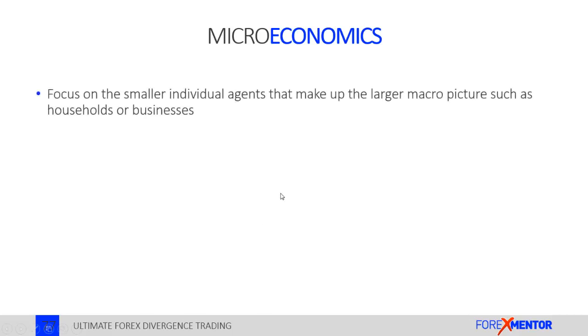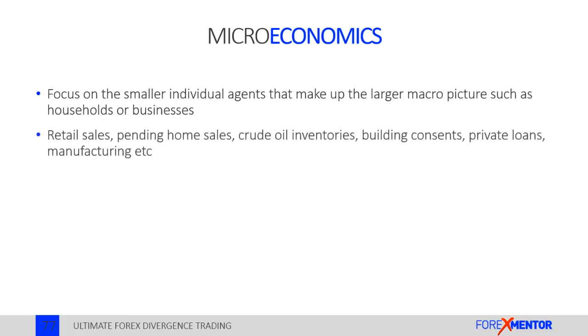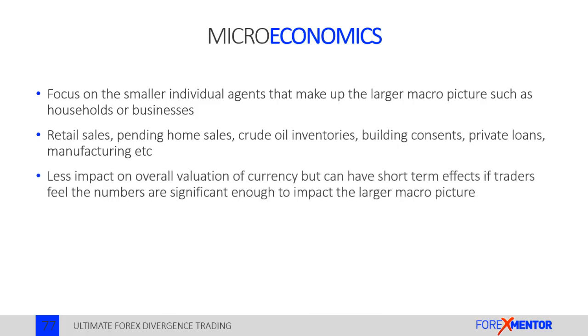Microeconomic data focuses on the smaller individual agents that make up the larger macro picture, such as households or businesses. Things such as retail sales, pending home sales, crude oil inventories, building consents, private loans, manufacturing, etc. Those are all examples of microeconomic releases. They have less of an impact on the overall valuation of a currency, but can have short-term effects if traders feel the numbers are significant enough to impact the larger macro picture.